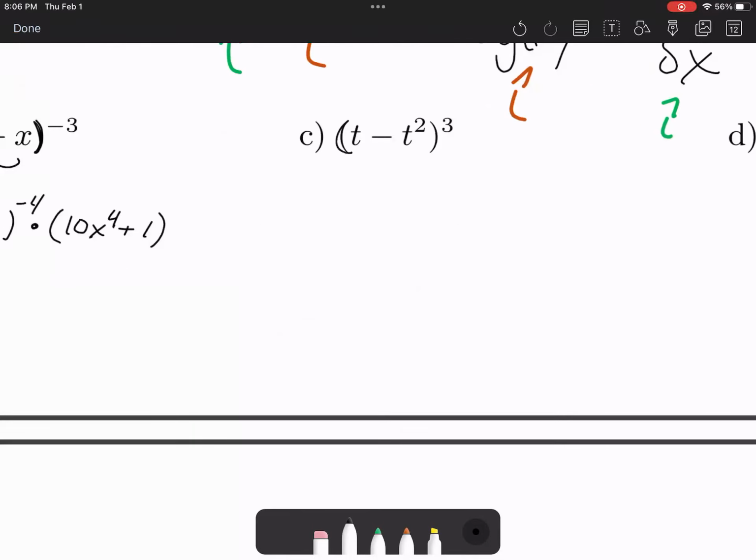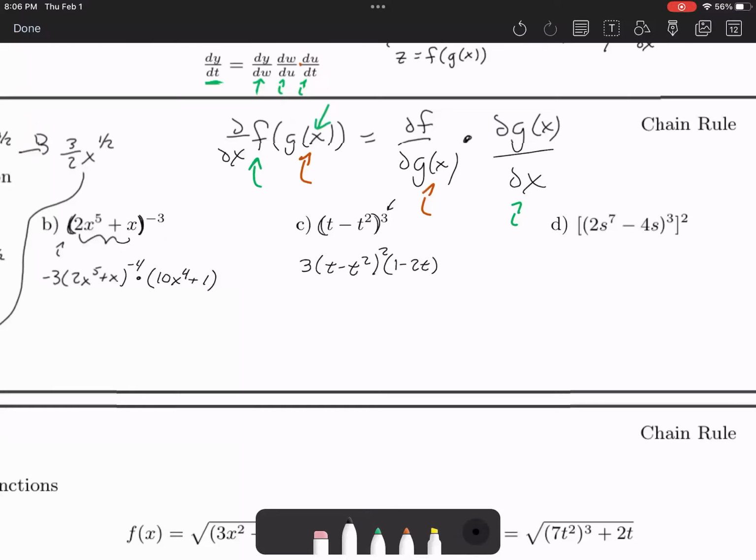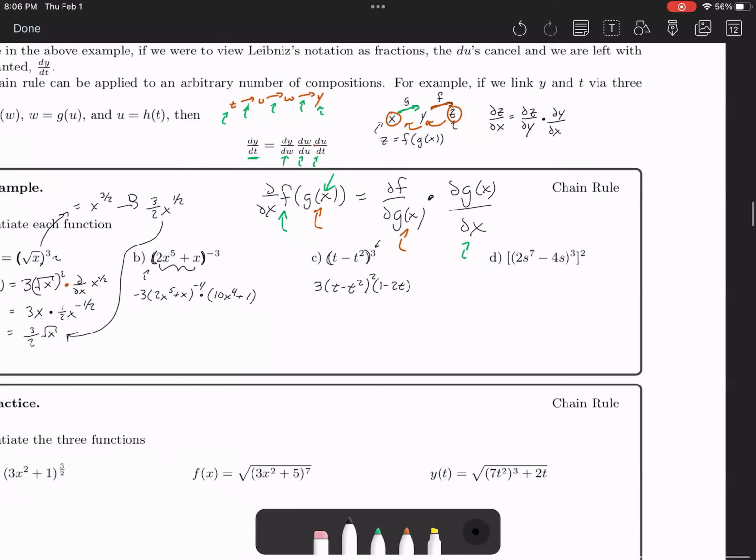Here we have something cubed. So the derivative will be 3 times that something squared. And now multiplied by the derivative of that something, 1 minus 2t. So, oh, there's one more.